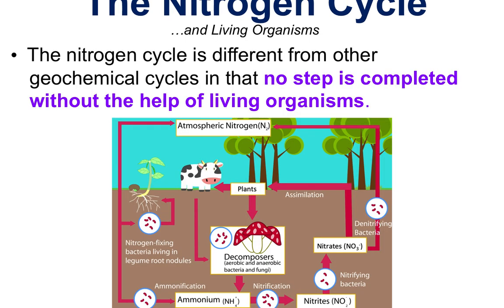One way that the nitrogen cycle is very different from a lot of other biogeochemical cycles is that there's no step that is completed without the help of living organisms. We're not really relying on physical properties like the physical structure of carbon to bond with other things, or the physical structure, polarity and charge of water to interact with the rest of the things on the planet. We rely on living organisms to drive the nitrogen cycle.